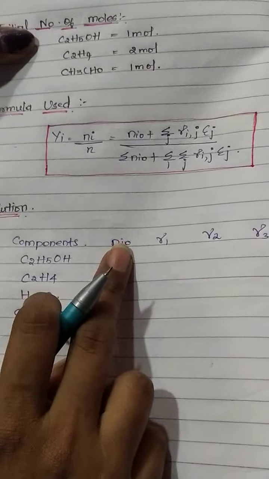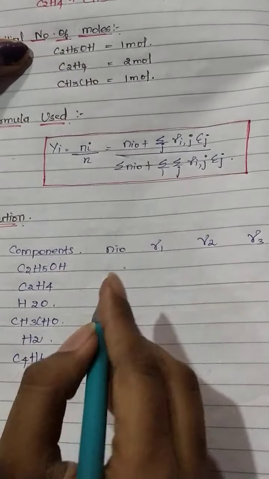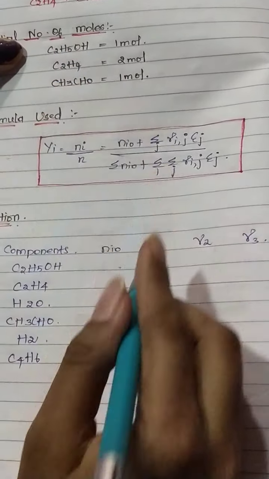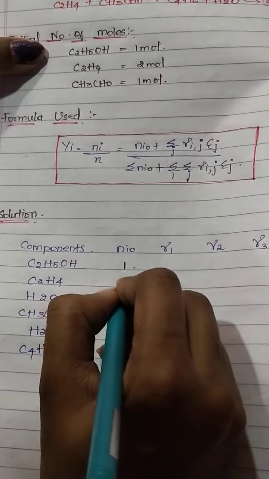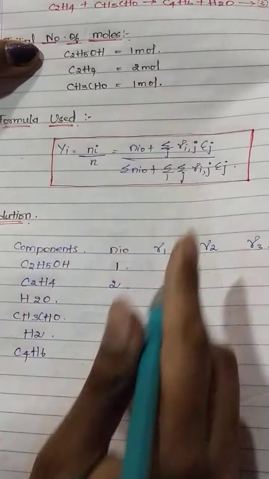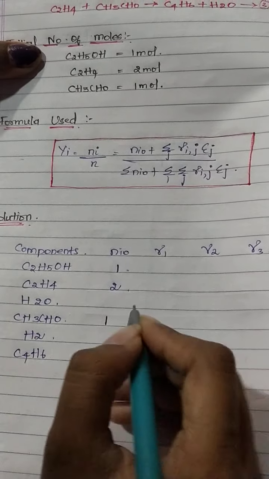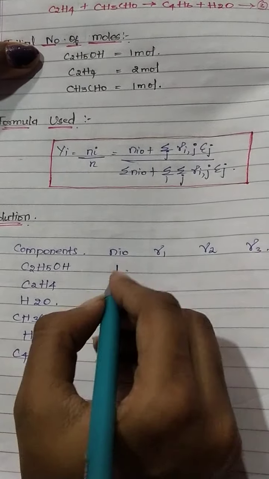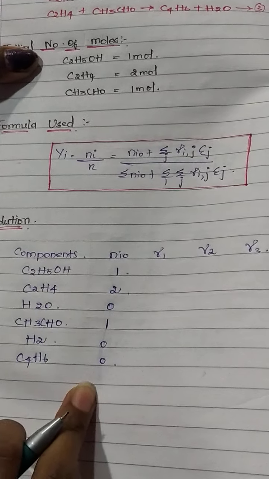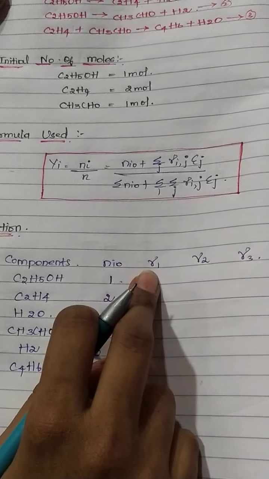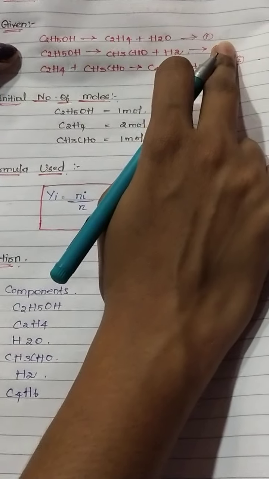Now Ni naught, in your question it is given like C2H5OH, that is 1 mole, C2H4 is 2 mole, and CH3CHO is 1 mole. So remaining they didn't mention anything, so you can take it as 0. So this is my Ni naught. Now nu 1. So nu 1 means we need to consider the first reaction.